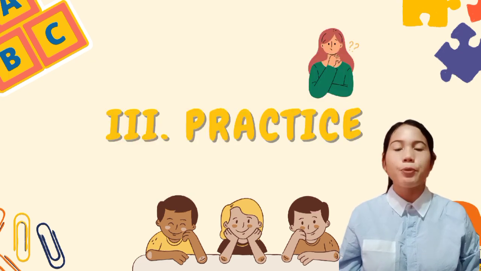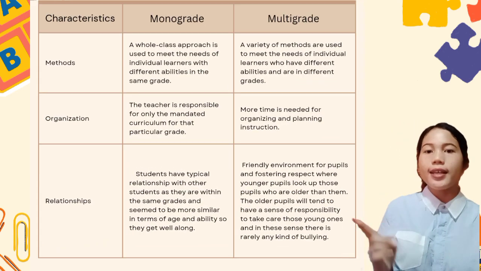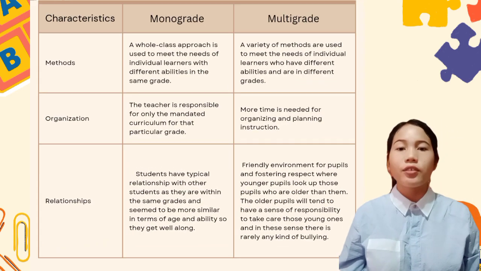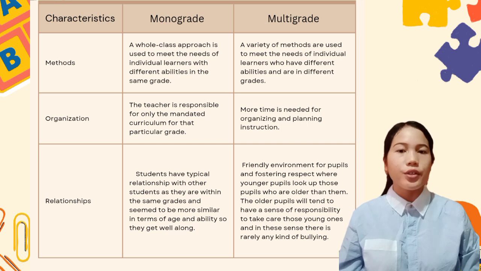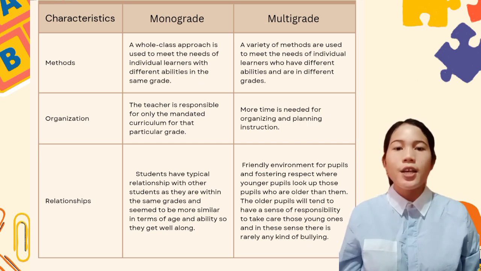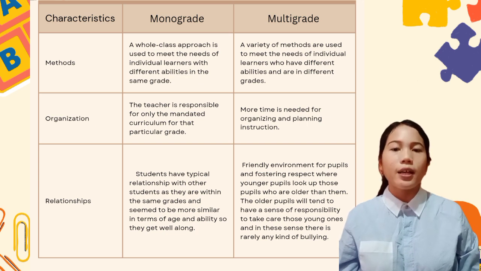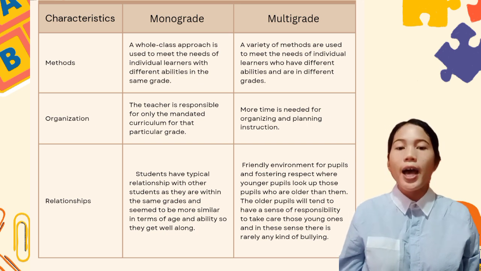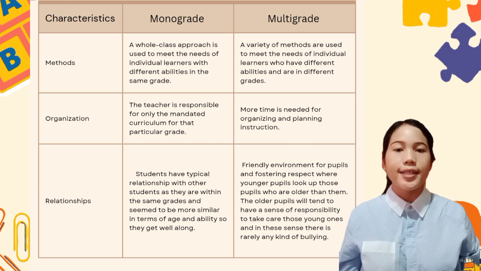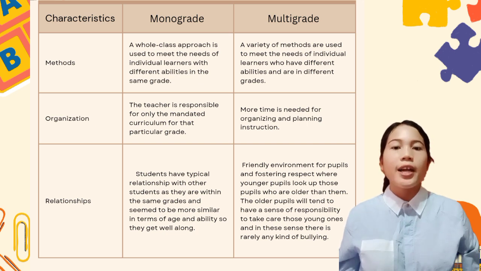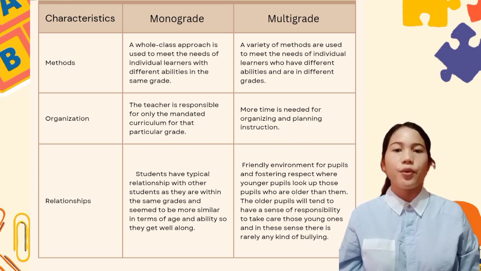So I will be presenting a table. As you can see, it consists of different characteristics of monograde and multigrade. The first two are already done, so let's proceed to the relationships. In monograde, students have a typical relationship with other students as they are within the same grade and seem to be more similar in terms of age and ability, so they get along well.